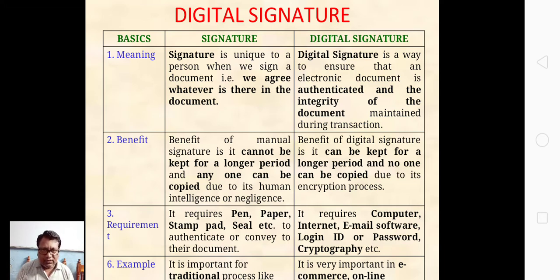For example, your process is important. It is the traditional process, like your application, or your documents, email, etc. It is very important in the form of today's e-commerce, online shopping, and DigiLocker, etc.